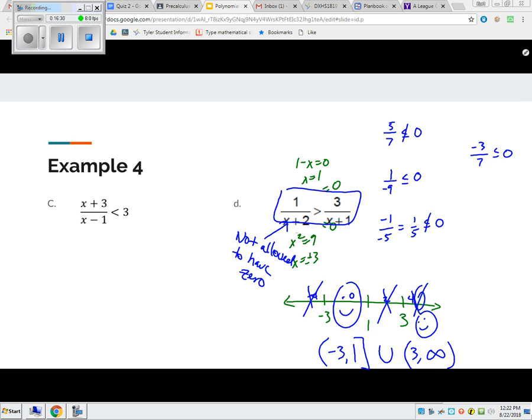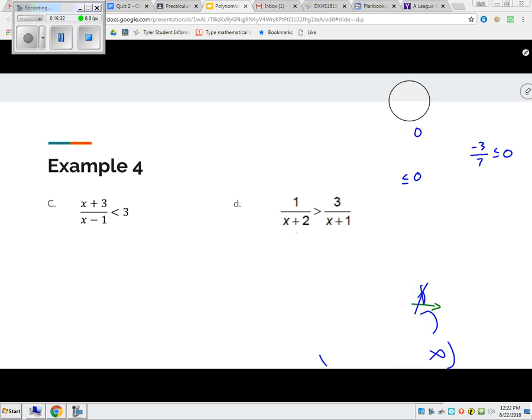Okay, I'm going to work one of these, and then I'm going to leave the other one to you to work. I'm going to start off with C over here. I'm going to work C, and then I'm going to pause the video and let you work D. Remember my very first rule, it has to be in that standard form. And I'm just going to call standard form whenever it has 0 on one side.